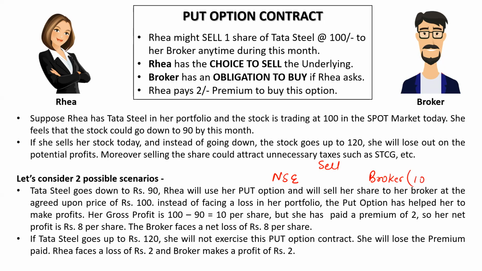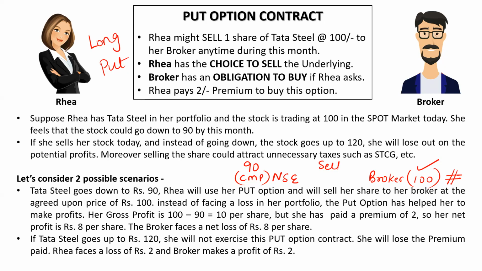You will be able to sell it to the broker at the agreed upon price of 100. You will be able to sell it at NSE at the current market price. So if the current market price is 90, obviously you will sell it to the broker at 100. If you're putting a tick mark over here, that means you are going to use the option contract, or the person who is long put, he or she is going to exercise the contract because they will sell the share or the underlying to the broker.